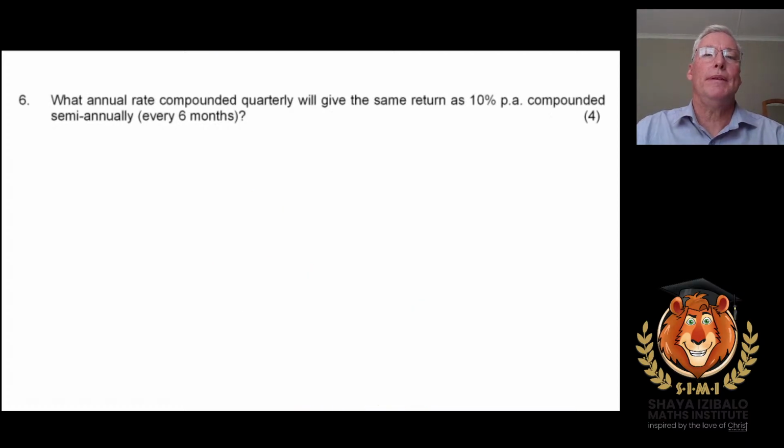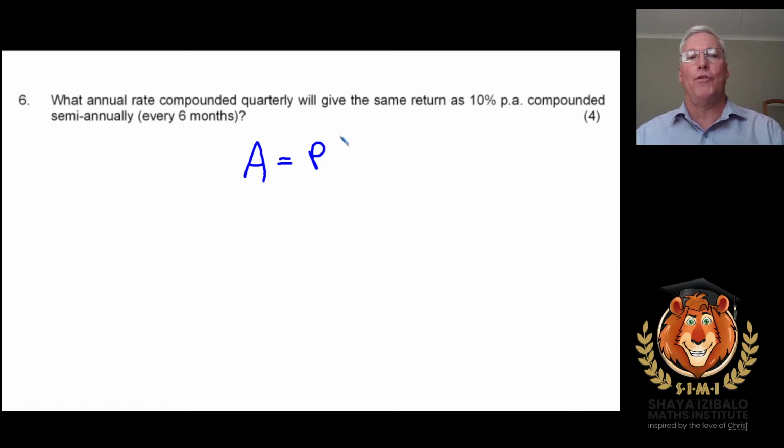Right. Next up, this is now about nominal and effective rates. What annual rate compounded quarterly will give the same return as 10% per annum compounded semi-annually, in other words, every 6 months? So these are actually both nominal rates. I'm going to show you how I like to do this.